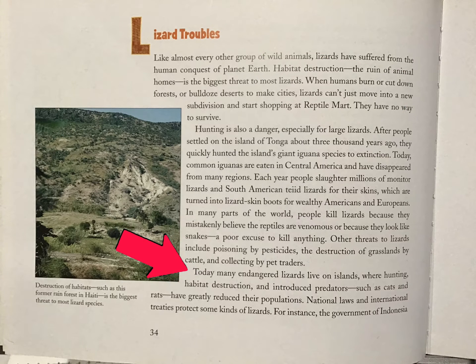Today, many endangered lizards live on islands where hunting, habitat destruction, and introduced predators such as cats and rats have greatly reduced their populations. National laws and international treaties protect some kinds of lizards. For instance, I notice it says for instance here. For instance is a great signal to a solution.